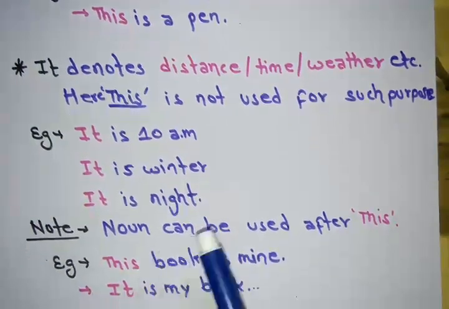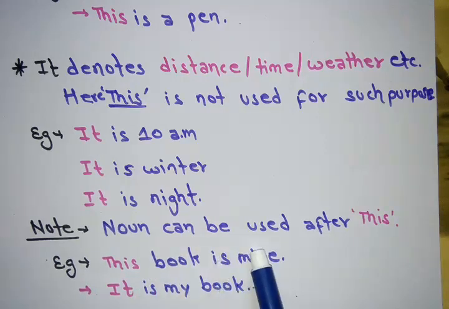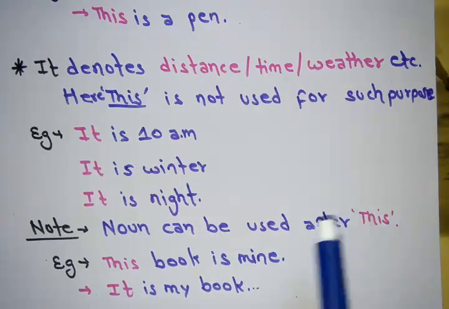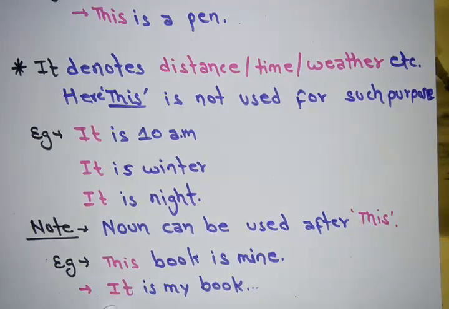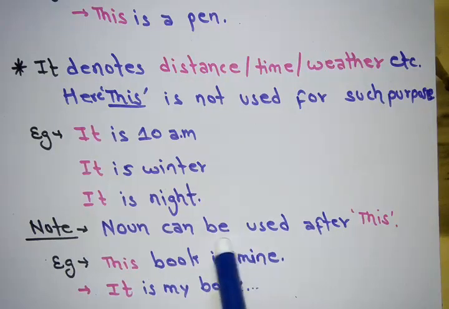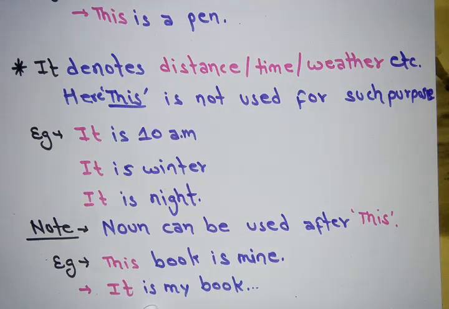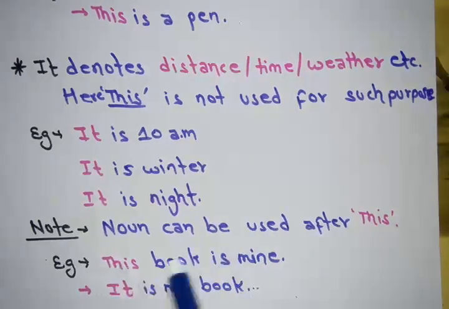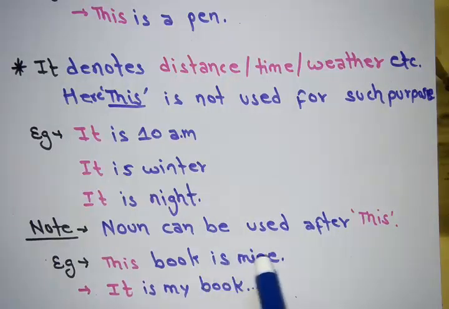For example, this book is mine. So a noun always comes after "this", and after "it" we can't use a noun. If we want to write this statement with "it", we can write: it is my book, or this book is mine. So both structures are different, but the meaning is the same.